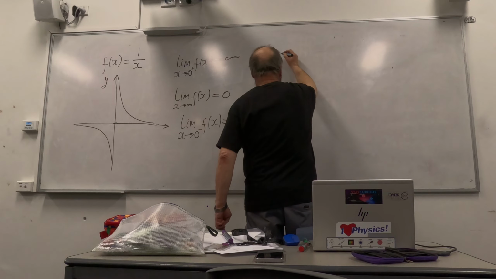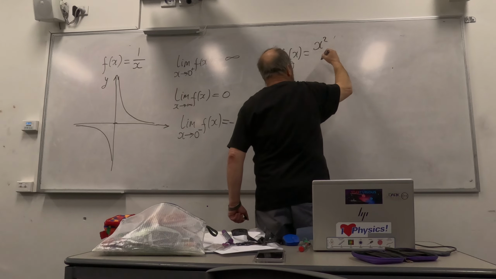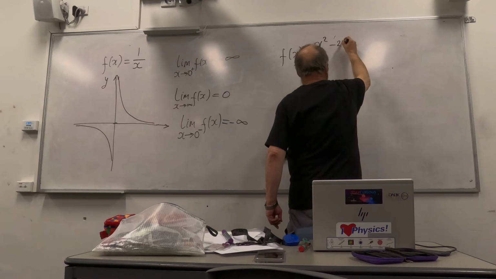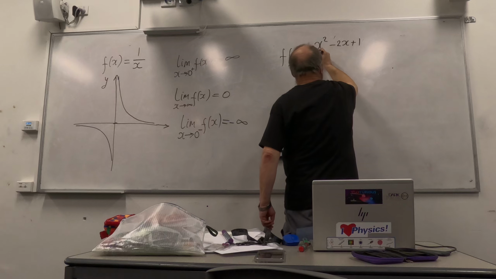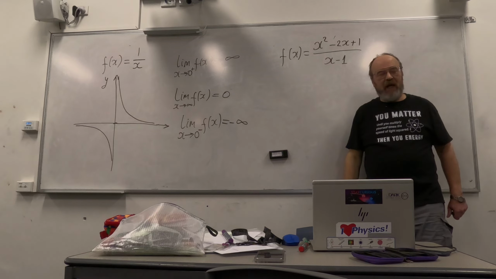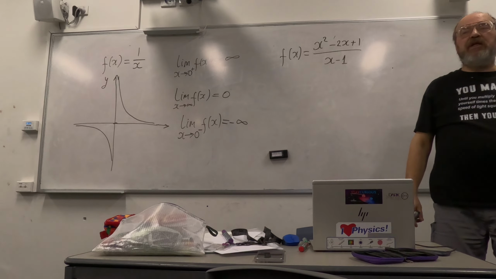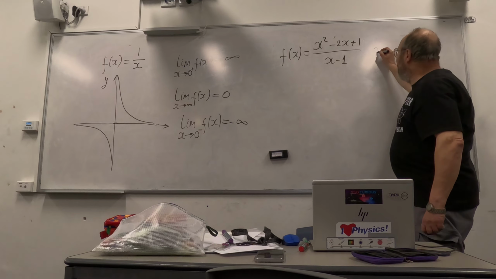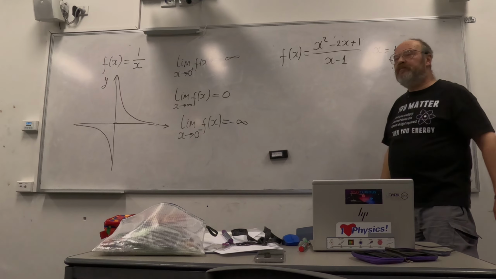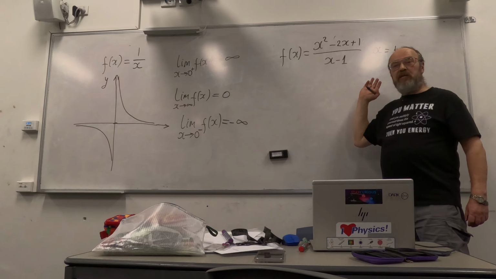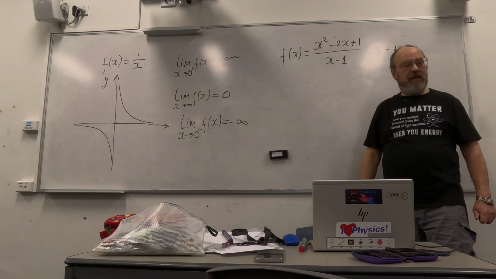Let's consider the function f of x equals x squared minus 2x plus 1, divided by x minus 1. What's the limit? My question is, does this function exist at x equals 1? No, it does not exist, because then we'll get 0 in the denominator.